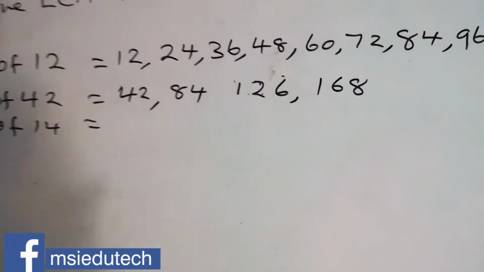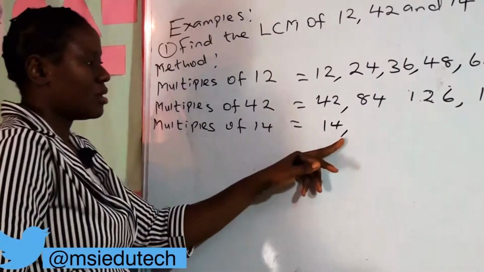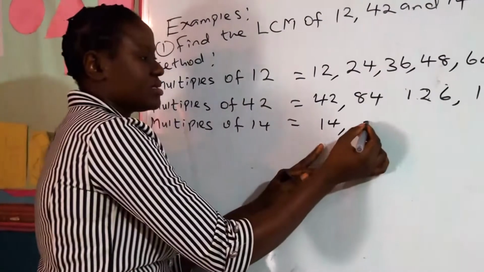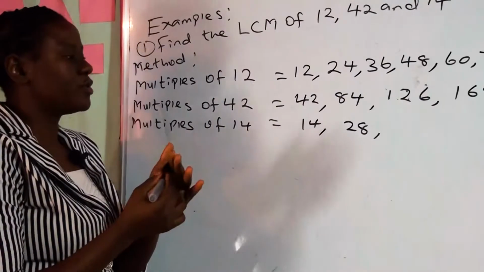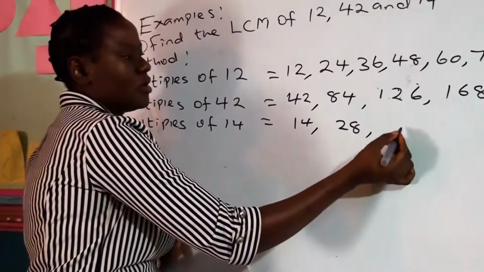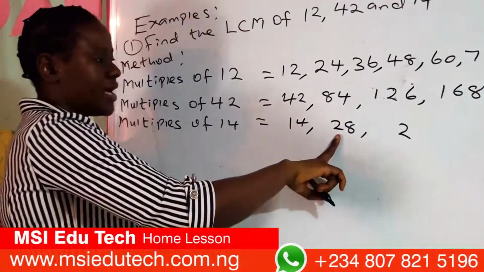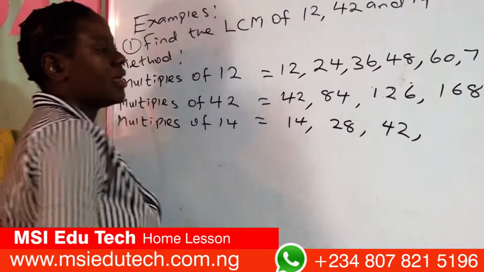Now, multiples of 14. The first multiple of 14 is 14. The next multiple will be 14 plus 14, which will be 28. The next multiple of 14 will be 28 plus 14, which is 42.